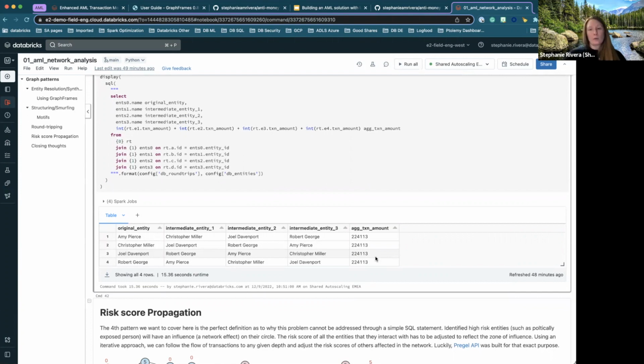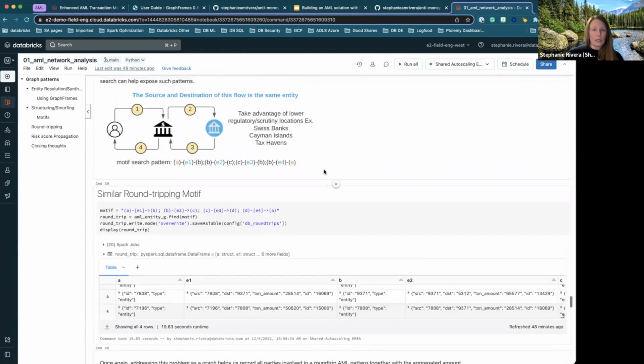So that's those subgraphs. Any idea why there's only 4 and why they all share the same amount? So when we think about what the graph looked like for round tripping, specifically for the way that we did it here, we have A is going to B is going to C is going to D, and D is going to A. So we're actually creating a circle. Our round trip is less complicated than the one in the example here.